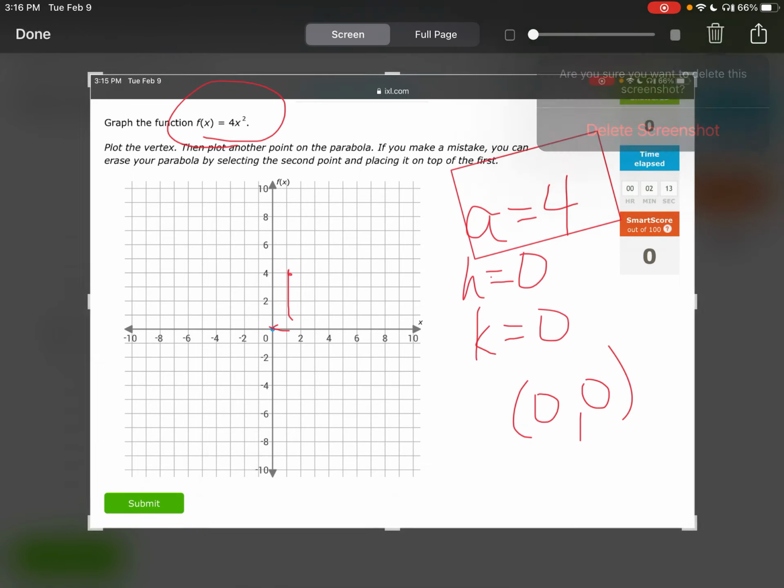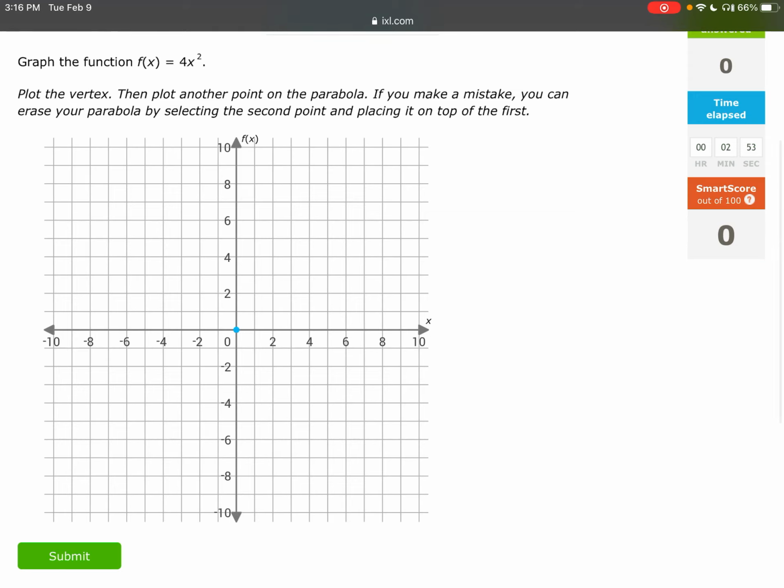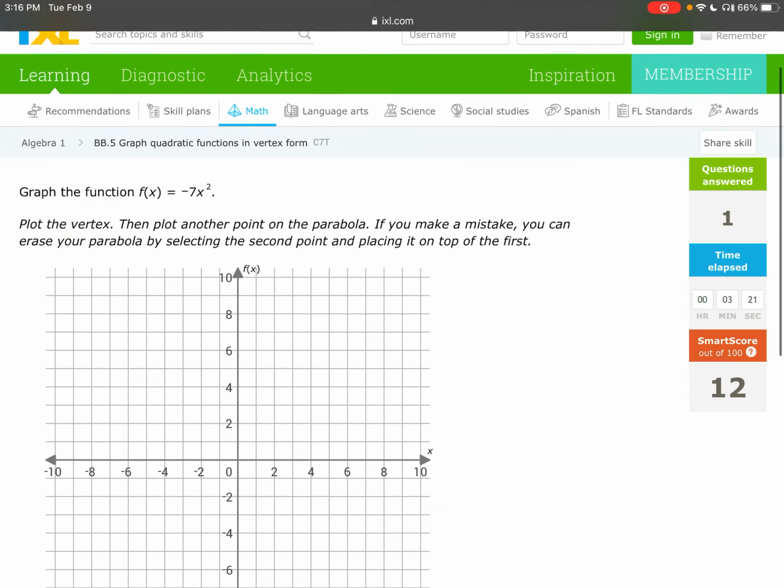Okay, so now I'm first going to go through, notice it says if you make a mistake, you can erase your parabola. So you're going to click 2 points. The first point is going to be your vertex. The second point is just going to be another point. So see how I made a mistake? To make it disappear, I just put one on top of the other. Okay, so put a point at 0, 0, and then I'm going to step to the right one and count up 4, and that's going to be my graph. So my only transformation there was A.